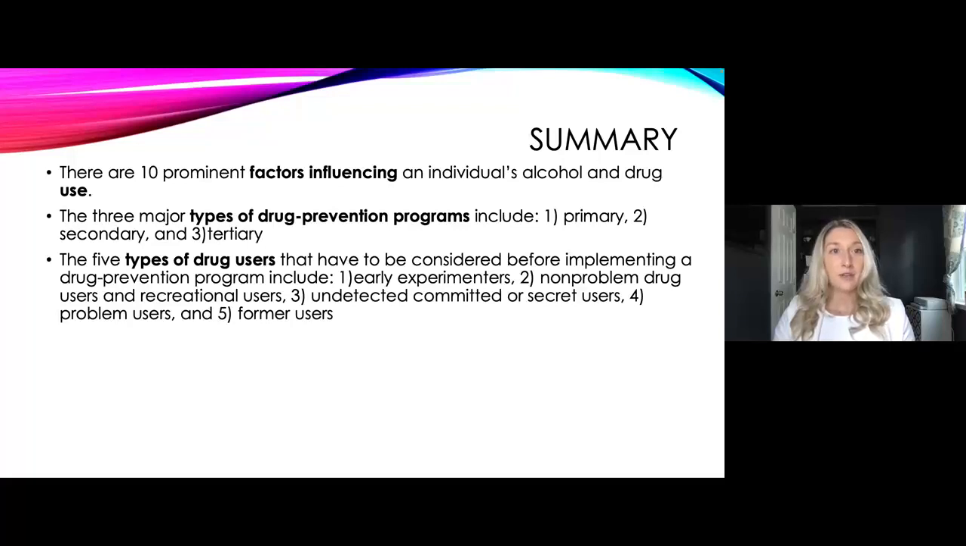There are 5 types of drug users that have to be considered before implementing a drug prevention program, such as your early experimenters, non-problem drug users and recreational users, undetected committed, or those who use in secret, problem users, and former users. So you need to know your audience.